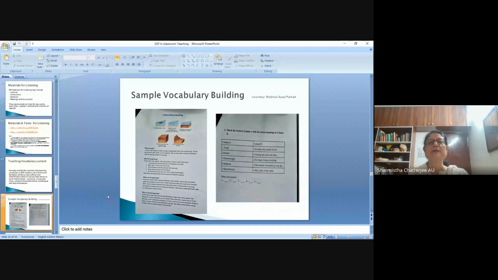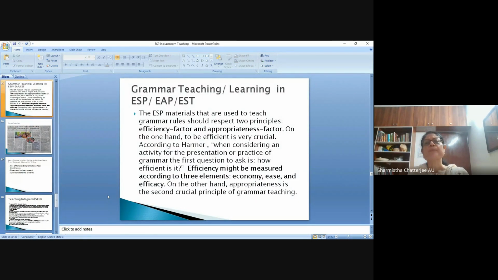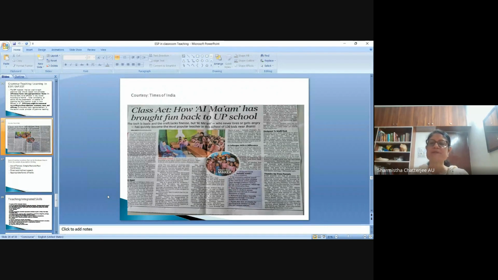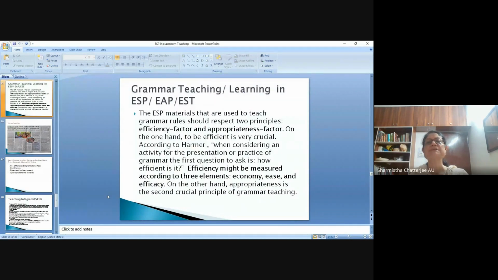Finally, grammar teaching. And I will just hurry a bit because my time is running out. In grammar teaching, there is the appropriate factor and the efficiency factor. And as you see, efficiency might be measured in economy, ease, and efficacy.